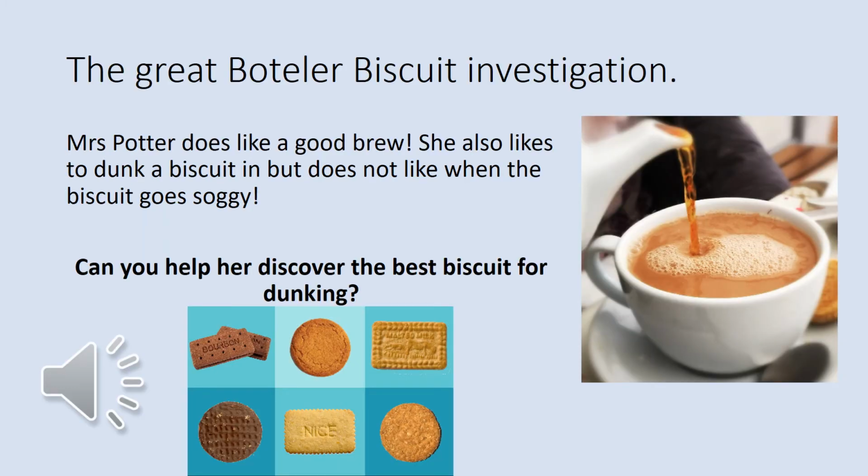Now that you've got the correct science vocabulary for today's activity, we can start looking at what we need to do. So we're going to do something called the Great Bottle of Biscuit Investigation. Mrs. Potter, me, does like a good brew. She also likes to dunk a biscuit in, but I don't like it when it goes soggy. Can you help me discover the best biscuit for dunking?